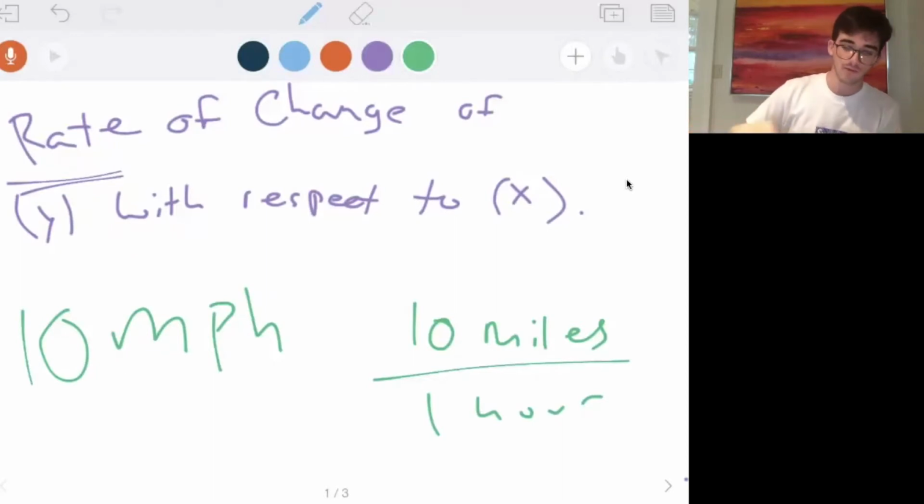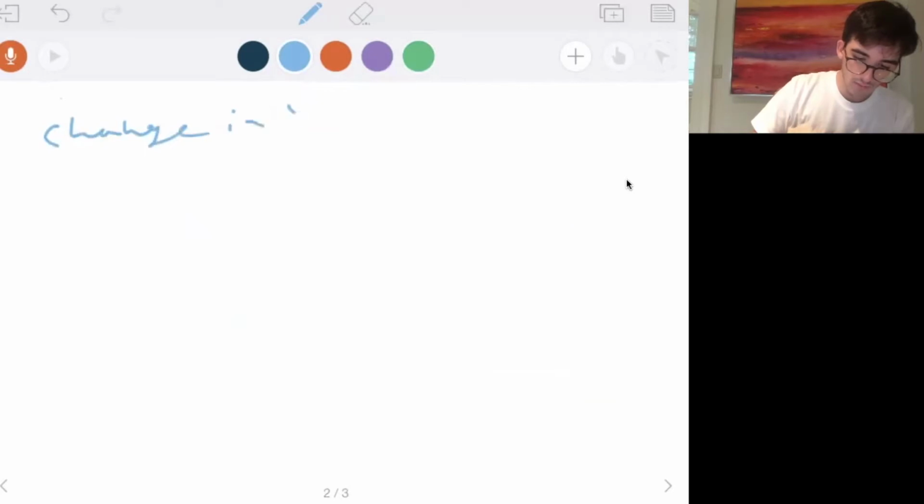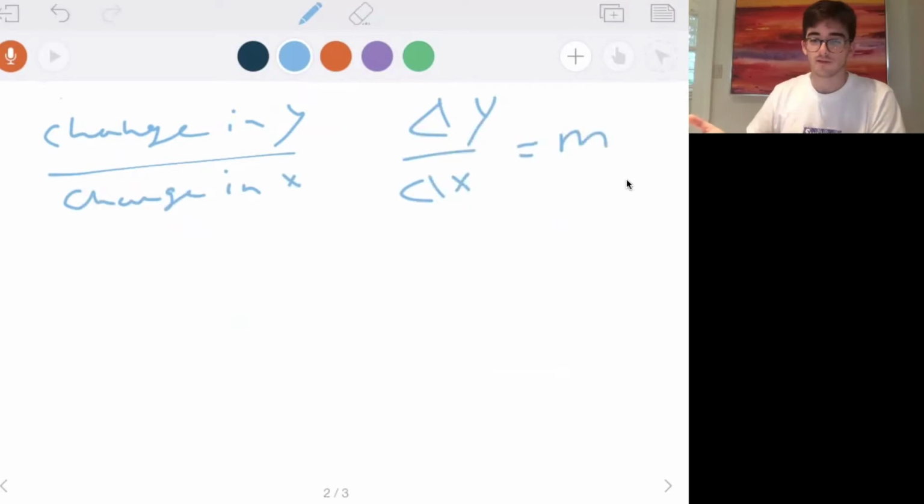All right, so slope can also be quantified. This is really where it becomes the most important. Slope is defined as the change in y over the change in x. That change is often just replaced with the symbol delta. So delta y over delta x is equal to your slope. M clearly stands for slope, because what else, right?